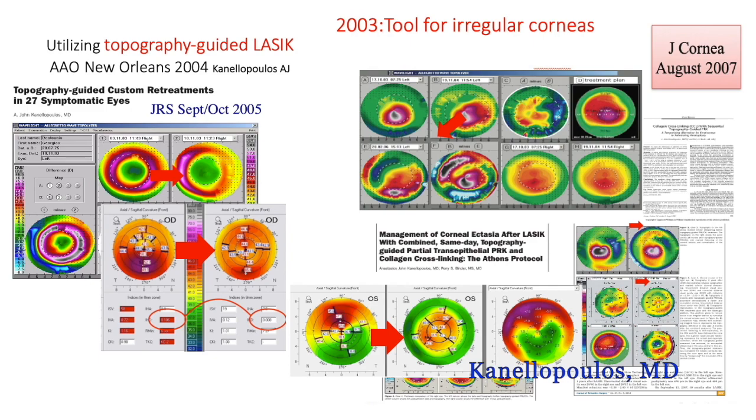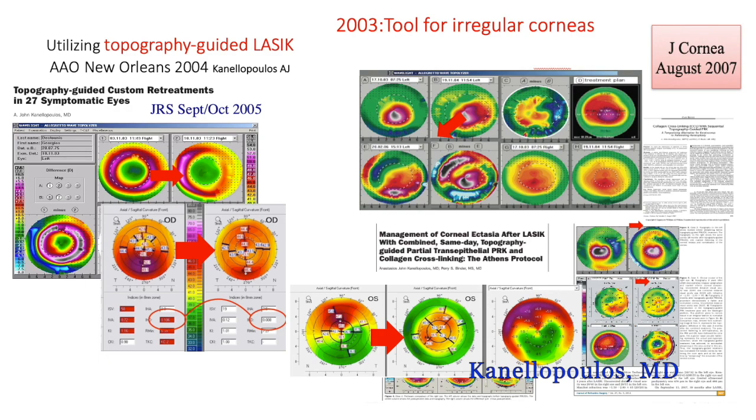In essence, topography-guided treatment was designed in Europe back in 2002-2003 as a tool to treat irregular corneas. You can see here on the left, enlarging an optical zone. On the bottom, we have a cornea scar from contact lenses. You can see how in the bottom middle comparison Pentacams, the inferior cornea is flattened from the scar.